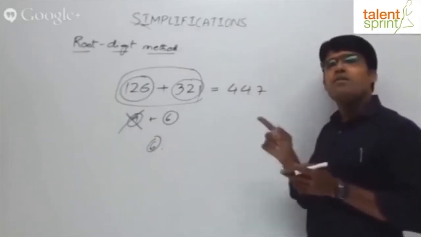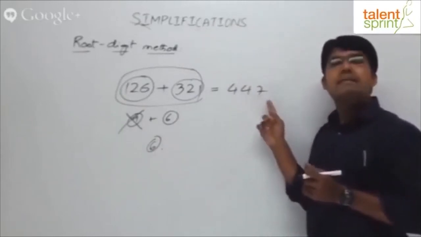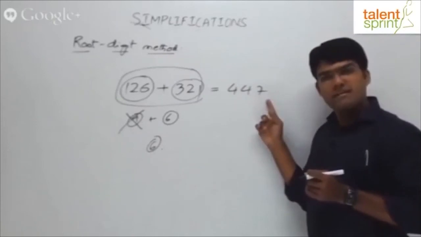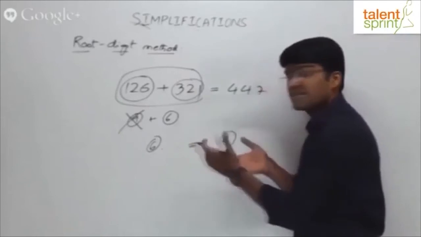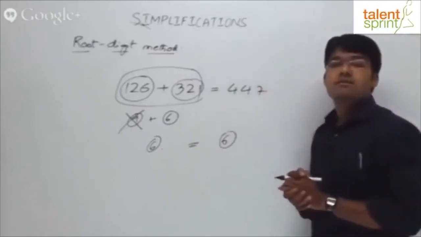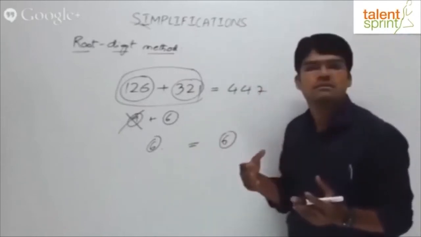Find out the root digit. 4 plus 4, 8, 8 plus 7, 15, 15, 1 plus 5, 6. Is it balanced? Yes, it's balanced. This is the concept. Now I don't have to tell you how we can use this.